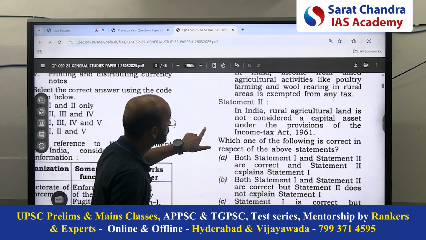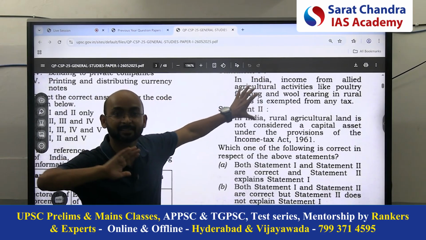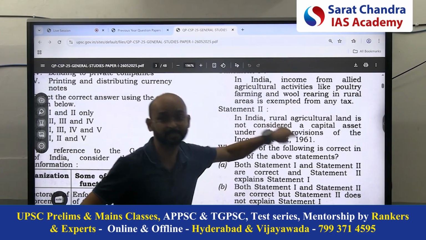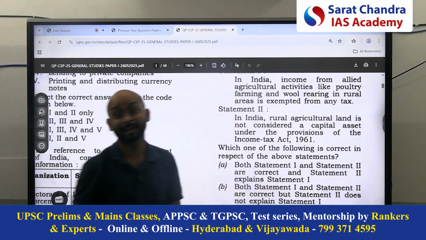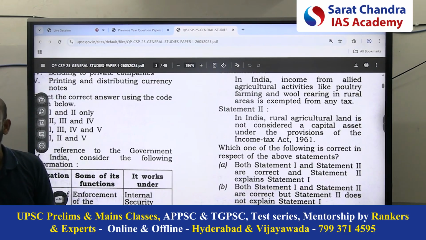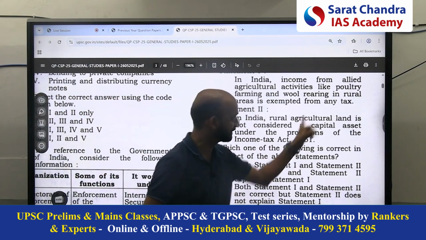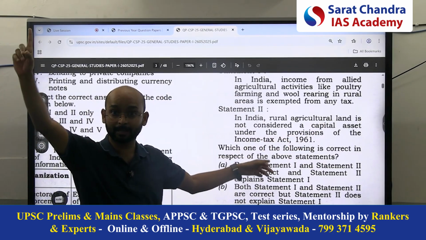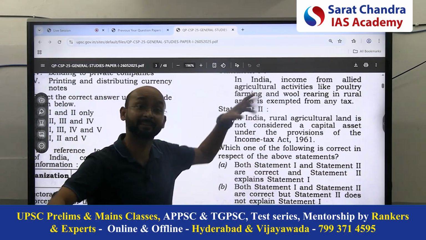If you read these two statements, the first is a very generalized statement, but this one is a very specific statement. Here they have mentioned the act. You see how UPSC wants you to think. They don't want you to know everything. At least you should know that as per this act, income tax is a central act. There is no income tax or capital tax on agricultural land.